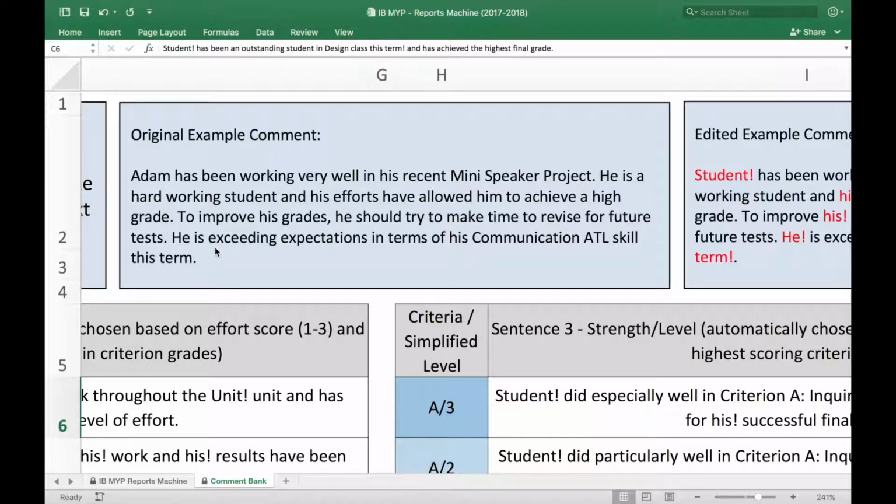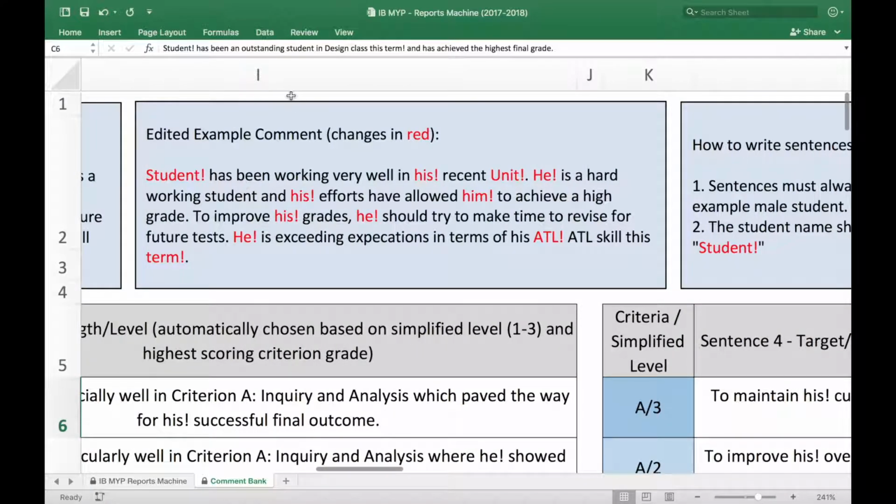So the edited version of this would look like this. Now, you would have to actually either type in these changes, or you could edit them on your existing comment bank and just copy and paste them in. It's up to you how you do it. The main changes here, you'll notice, firstly, any mention of the student's name should be changed to student!